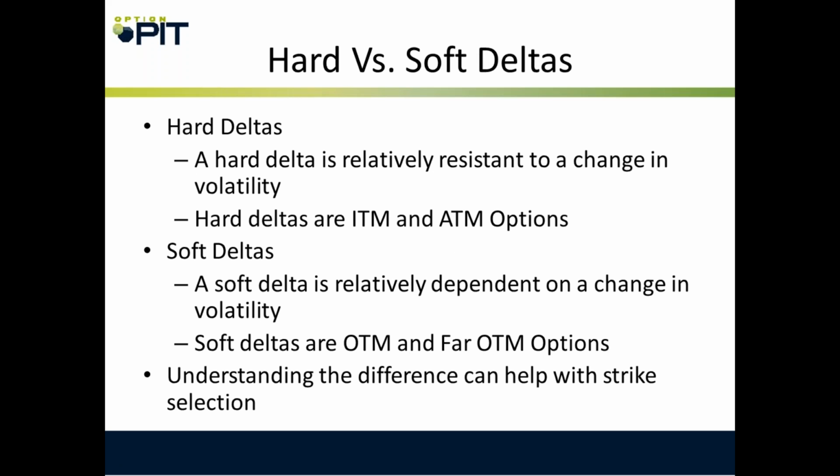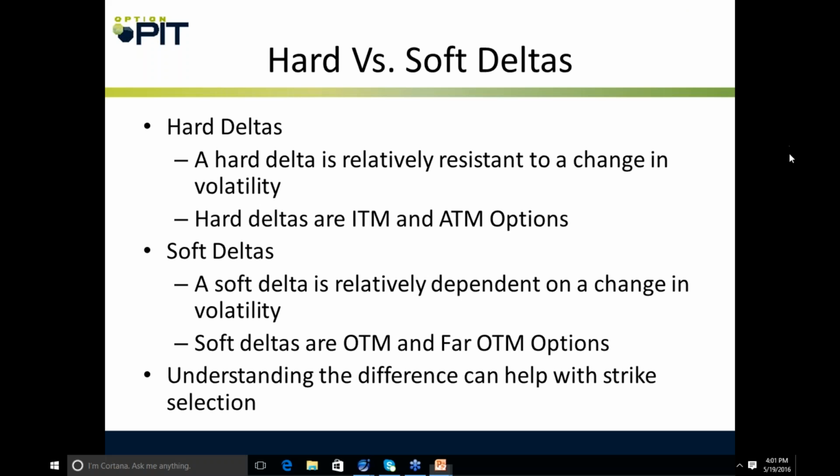So a hard delta is relatively resistant to changes in implied volatility. Hard deltas are going to be in the money and at the money options. All right. A soft delta is relatively dependent on a change in volatility. Soft deltas are out of the money and far out of the money. So understanding the difference makes a huge, huge difference.